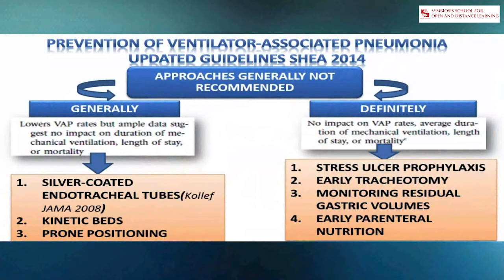There are also approaches generally not recommended: silver-coated endotracheal tubes, kinetic beds and prone positioning. And there are some approaches which are definitely not recommended: stress ulcer prophylaxis, as earlier thought to be important to reduce VAP, and early tracheostomy. It was previously very rampantly practiced that if a patient is expected to be on mechanical ventilation for more than 5 or 6 days, you tracheostomize the patient early to reduce VAP rates. That is not recommended now. Monitoring residual gastric volumes and early parenteral nutrition are also definitely not recommended.